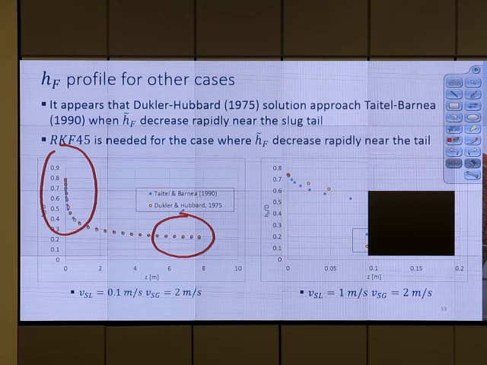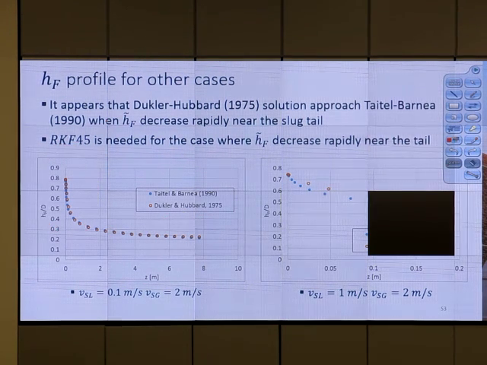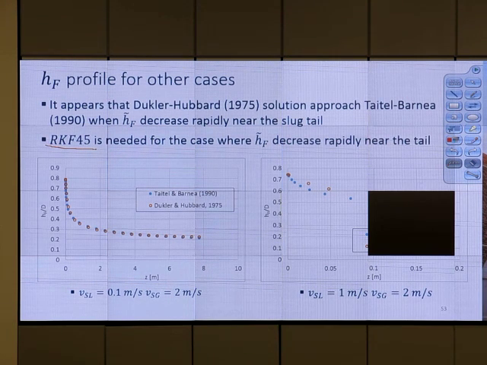RKF45 adjusts the step automatically so that it can handle the rapid change in the profile. If you use RK4, it may not converge. RK45 can adjust and make more dots when the phenomena change quickly. So in this case, you really need RK45. RK4 won't do it when it drops sharply like that. This is VSL equal to 0.1, VSL equal to 2.